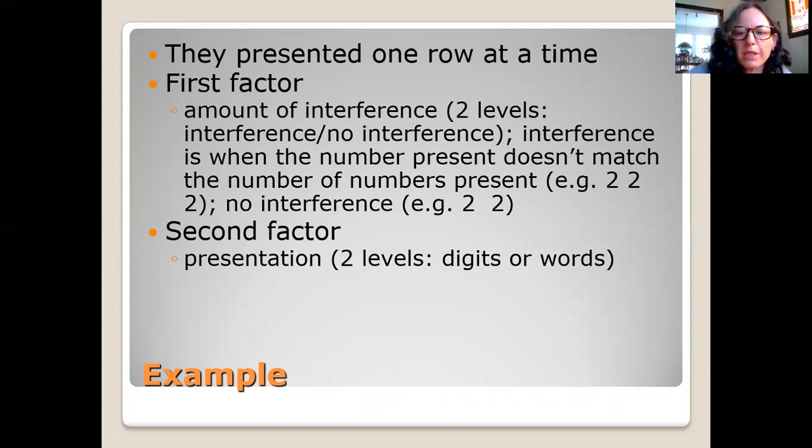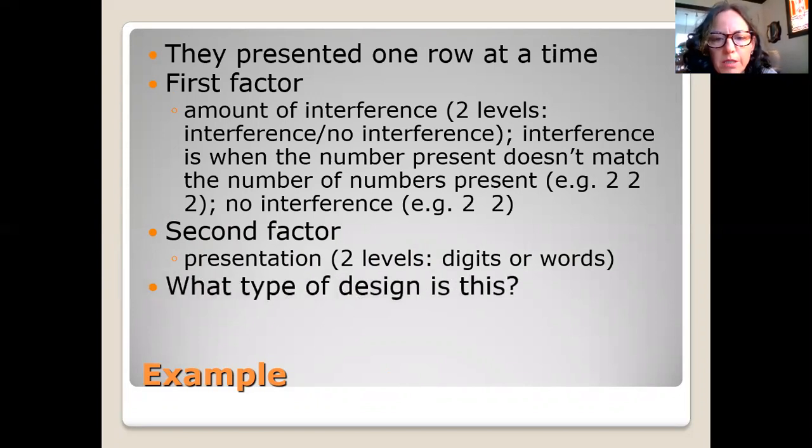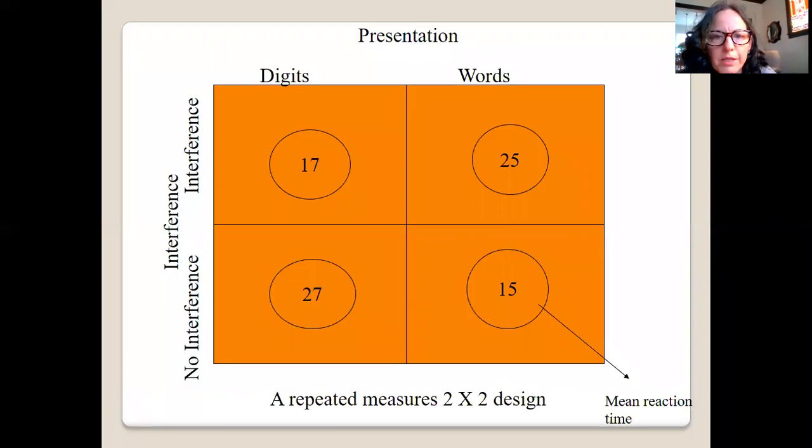How many conditions does it have? Can you remember from our last video that this will have 4 total conditions? So let's take a look at those conditions. As I mentioned, a 2-by-2 design is this type of design. So let's take a look at those conditions there. This one is a case in which a row is presented as digits and there was interference. So this would be something like 222 presented as the numbers 222.